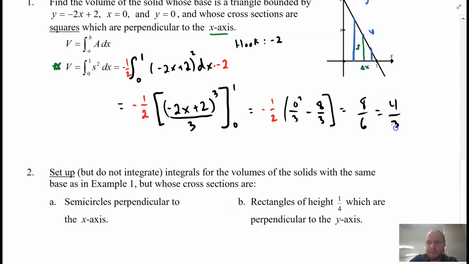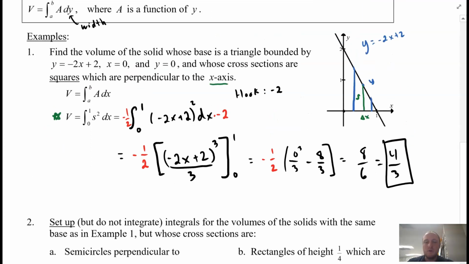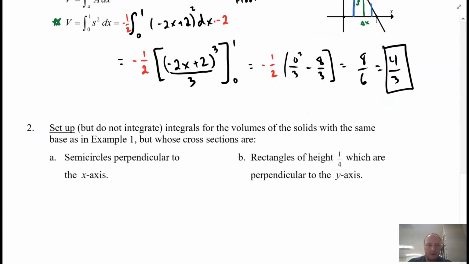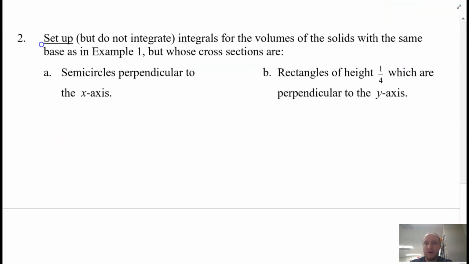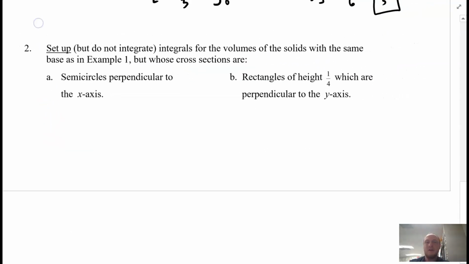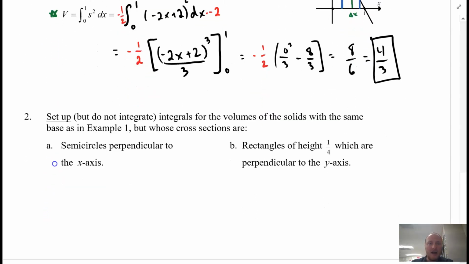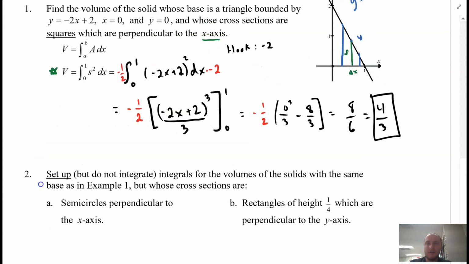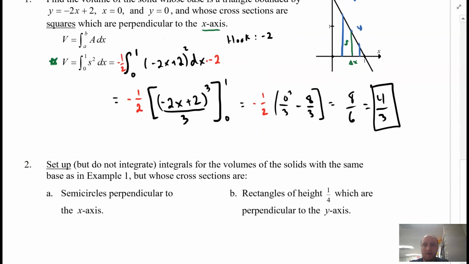4/3. Okay, so there is the volume of the cross section. All right, so let's go ahead and set up, but not actually calculate, the other two situations here. It says set up, but do not integrate, integrals for volumes of the solid with the same base in example 1. So I have semicircles perpendicular to the x-axis. So now all of this distance here is going to be a semicircle. It's going to look something like this. Okay, and these are all just going to be a whole bunch of semicircles from here to here.